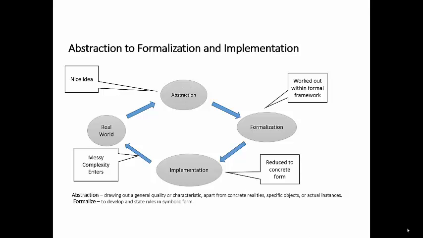So let's consider the progression from abstraction to formalization and implementation. Abstraction, according to the dictionary, is the drawing out of a general quality or characteristic apart from its concrete realities and specific objects or actual instances. So it's an idea, a very nice idea, that focuses on some aspect of reality and pulls it away from all kinds of messy details and complications, and just allows us to focus on some particular concept.